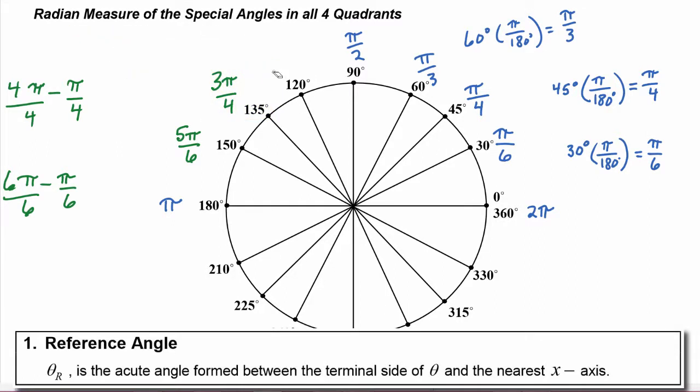At 120, we know the reference angle in degrees would be 60. If we come over here to 60 degrees, that means the reference angle in radians is going to be pi over 3. Then pi minus pi over 3 is going to be 2 pi over 3.